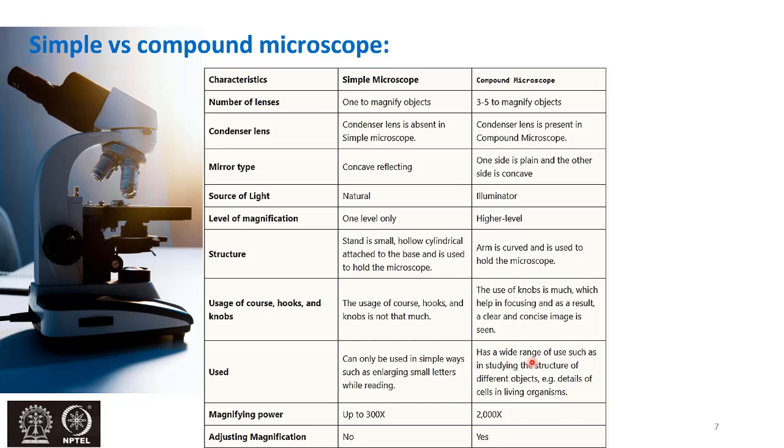But the compound microscope gives a wide range of use. It can be used to study the structure of objects or details of the cells in living organisms. Depending on that, in the simple microscope we get magnification of up to 300x, and in the compound one we get 2000x. That is the major difference. If we want to see a bigger picture of our material, we use a simple microscope. And if we want to see in depth what is happening, how the organism is behaving, or the structure of the object, we use a compound microscope.